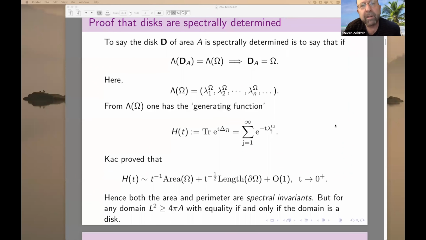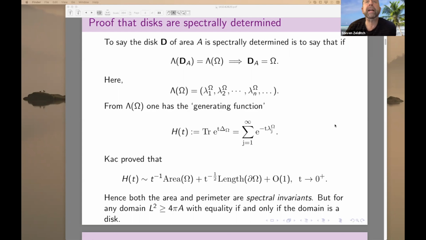So in particular, you can determine the area of the domain and the perimeter of the domain from the eigenvalues. And by the isoperimetric inequality, you can determine whether the domain is a disk or not. The isoperimetric inequality says the length squared is greater than or equal to 4 pi times the area, with equality if and only if the domain is a disk.